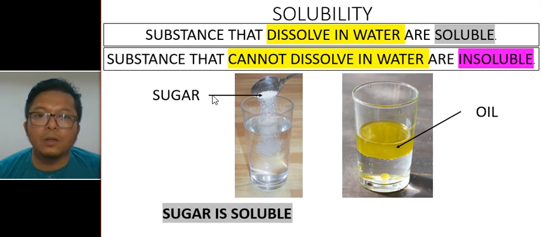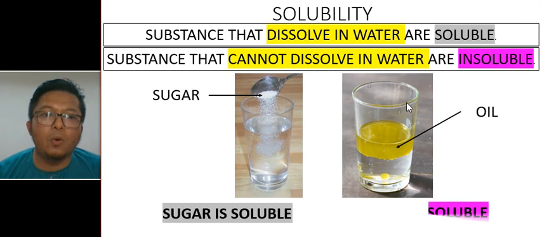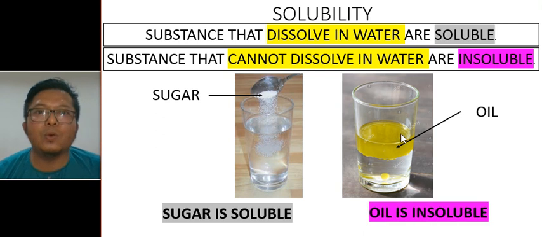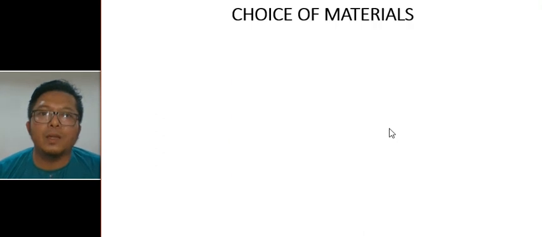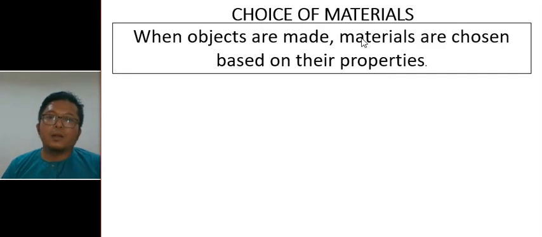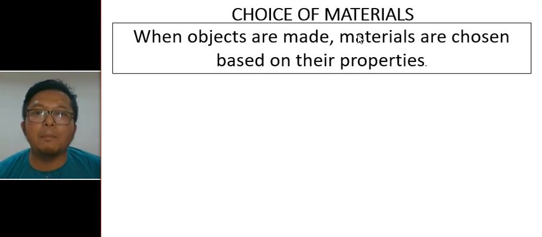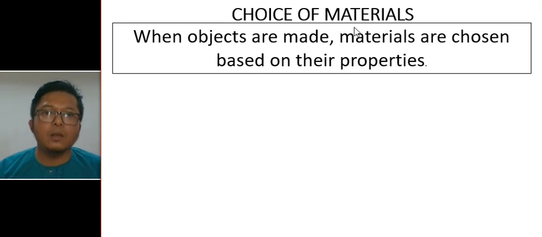So, sugar is soluble, oil is insoluble. Next lesson would be choice of material. Next topic. When objects are made, materials are chosen based on their properties. Before you make something, you choose the material.